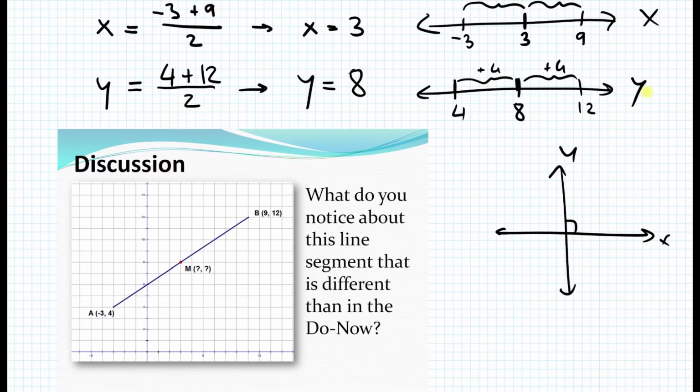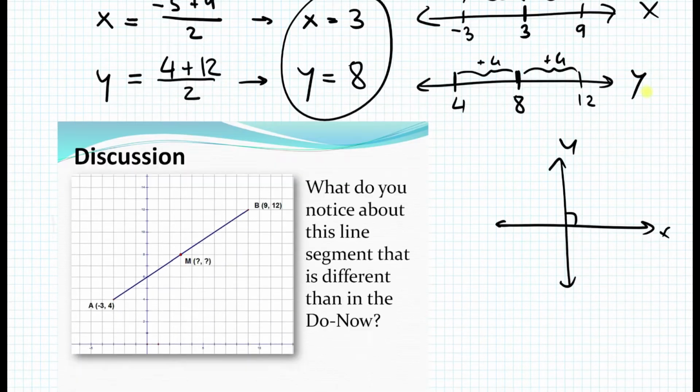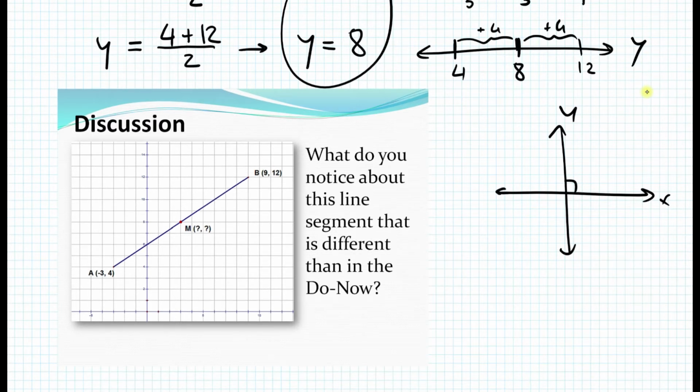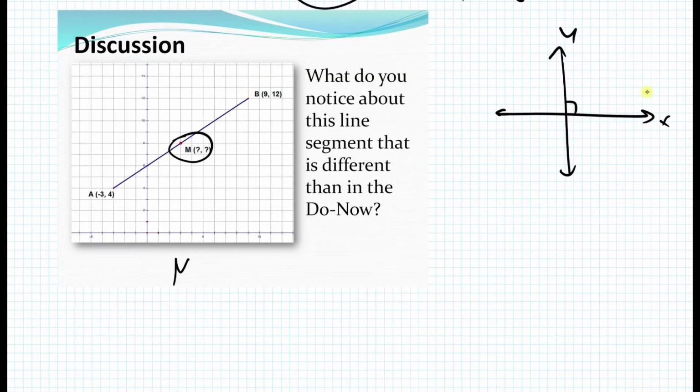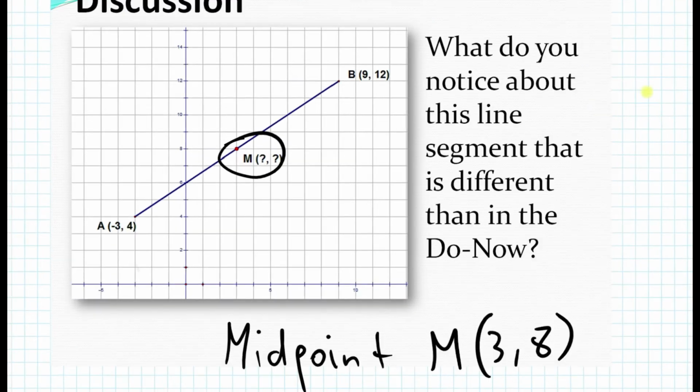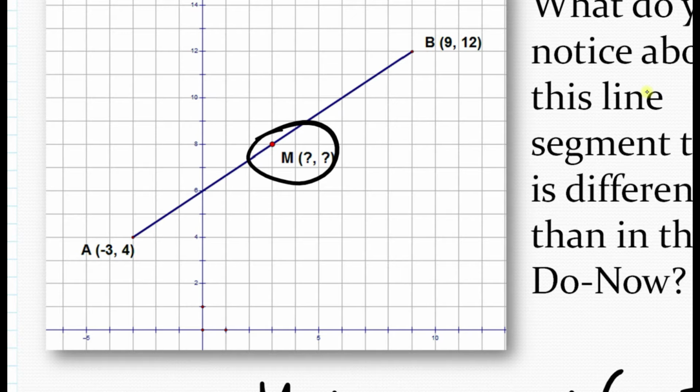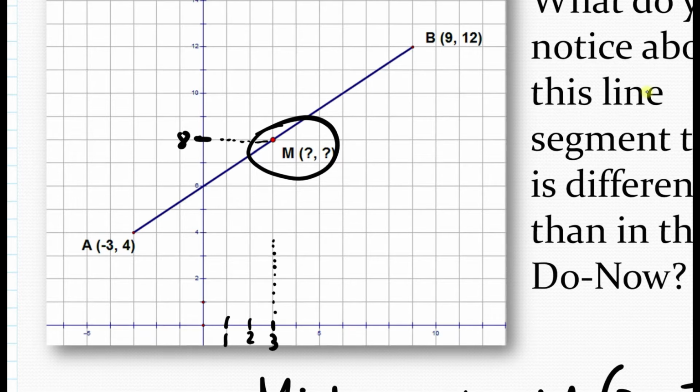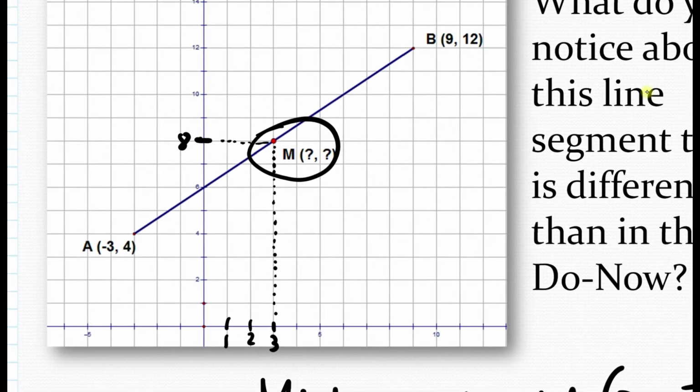So now what do you notice here? You notice that if you plot the point (3, 8), it's exactly in the middle of the line, and that is actually the midpoint. So now we can say that the midpoint M is equal to (3, 8). And you can see it on the graph. If I zoom in here, if this is 1 unit, this is 2 units, and 3 units. And you can see here that this is 8. If you go over here, that is exactly at (3, 8), okay?